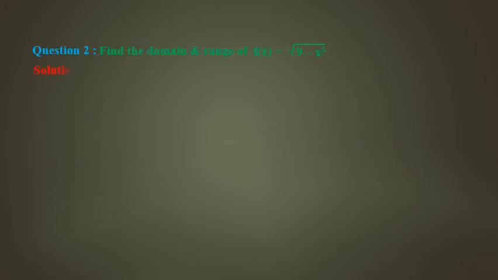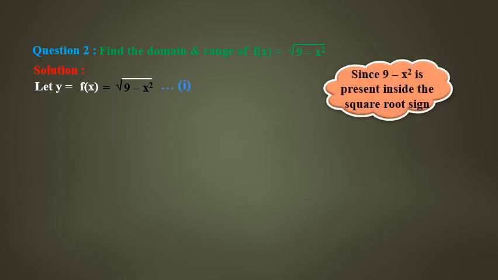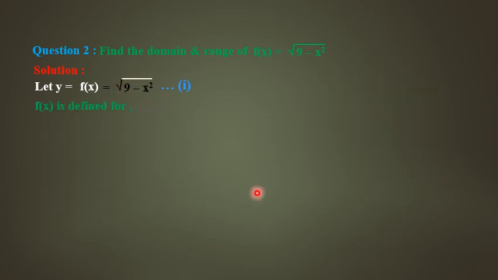Okay, go with the second question. Find the domain and range of f of x. See here what we have to do. Let us put f of x equal to y, and then you can do this. Since 9 minus x square is present inside the square root, this value must always be greater than or equal to 0. Why? Because if it is negative, then it will be imaginary. So for that we define the function by taking 9 minus x square greater than or equal to 0. And the next one, when I take this one, I can write it as 9 is greater than or equal to x square. So it means x square is always less than or equal to 9.